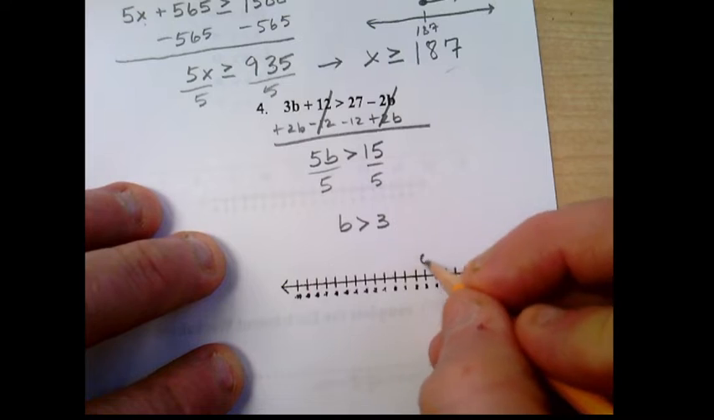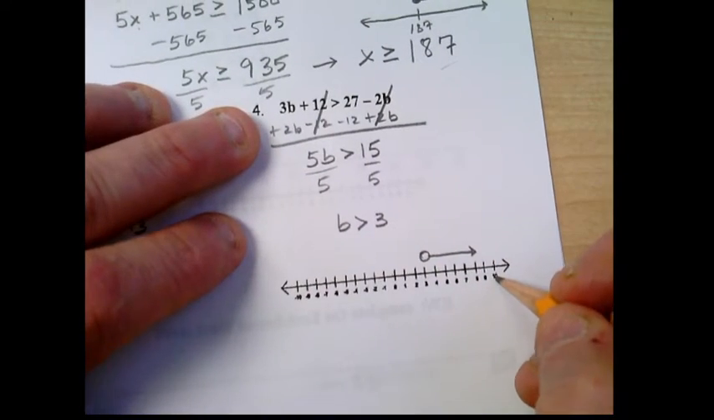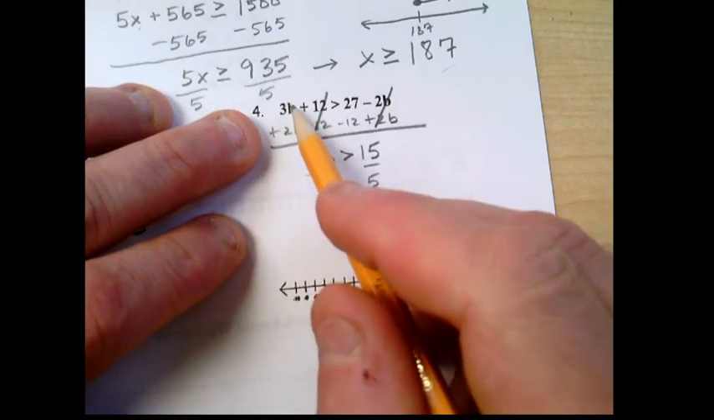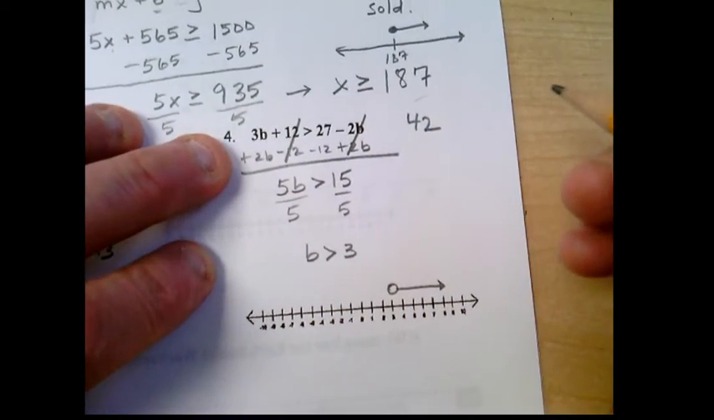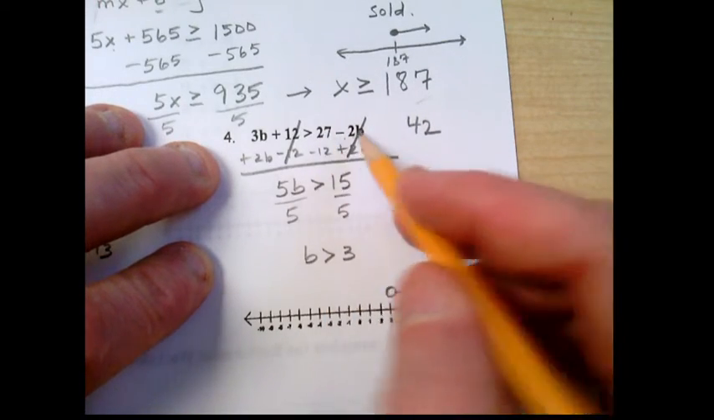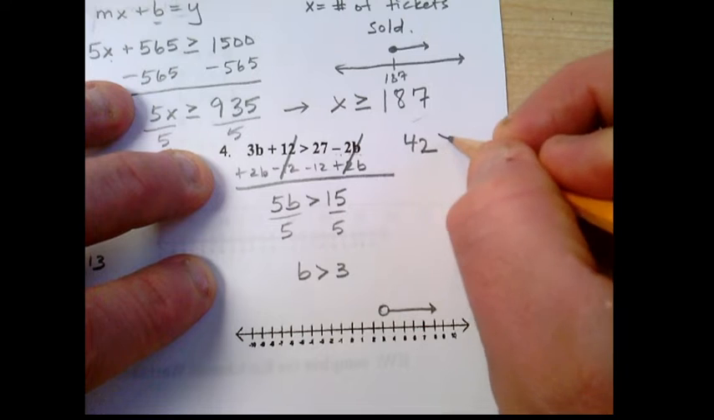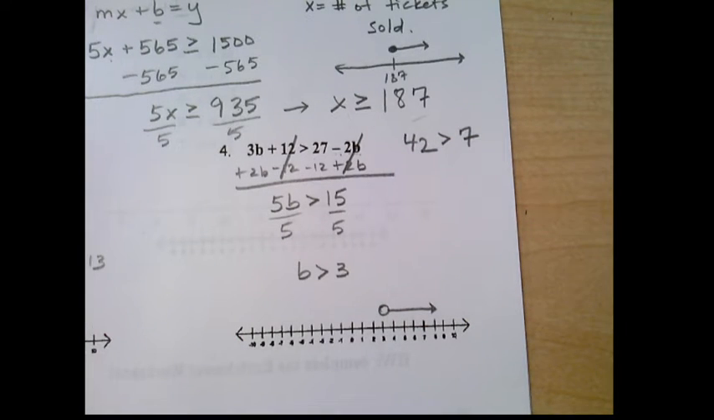So if I look here, 3 greater than, I'll pick maybe 10 for b. 3 times 10 is 30, plus 12 is 42. 27 minus 2 times 10 is 20, so 27 minus 20 is 7. Is 42 bigger than 7? It is. Okay.